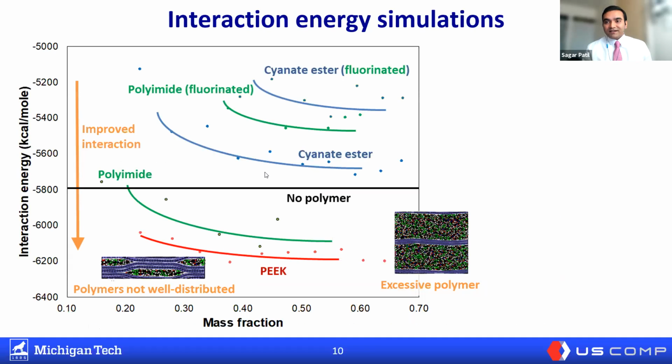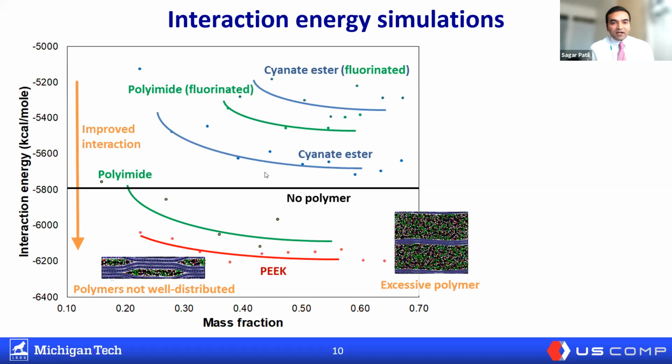Now jumping onto the results. So first we have the interaction energy on the y-axis as a function of varying mass fraction on the x-axis. On the y-axis, the higher negative value suggests better interactions. So as you can see on the chart, for all of the 5 polymer systems, the interaction energy shows a similar trend, which offers us a qualitative validation of a kind.